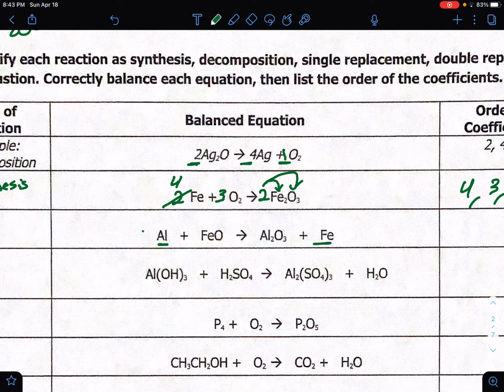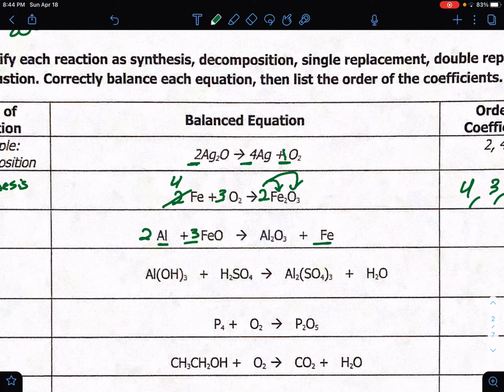Okay, so I can go ahead and put a 2 here if I want. I've got 1 iron on the left, 1 iron on the right, so that one's good. I've got 1 oxygen on the left, and 3 oxygens on the right. So what I'm going to do is put a 3 right here to fix those oxygens.